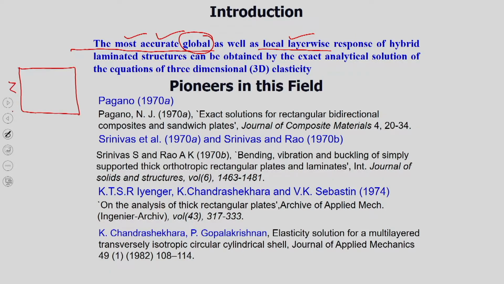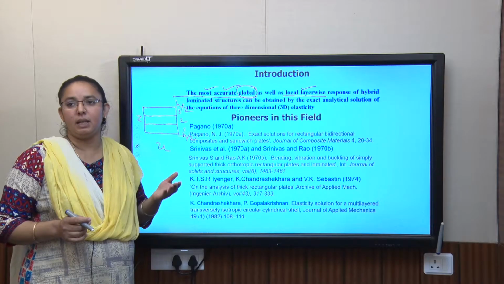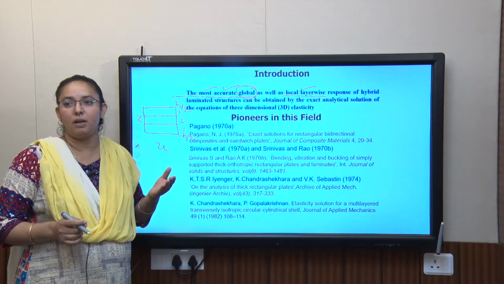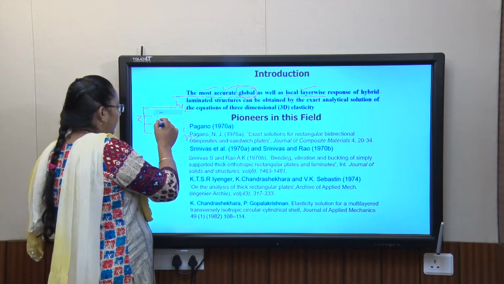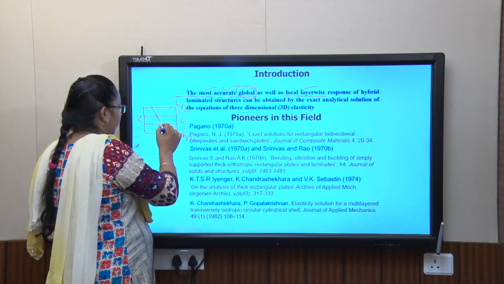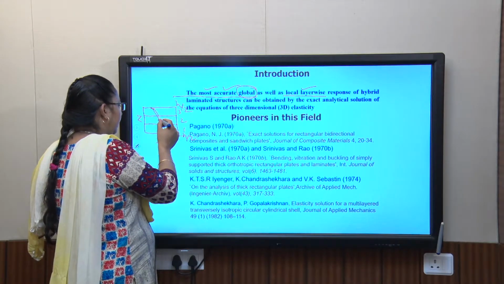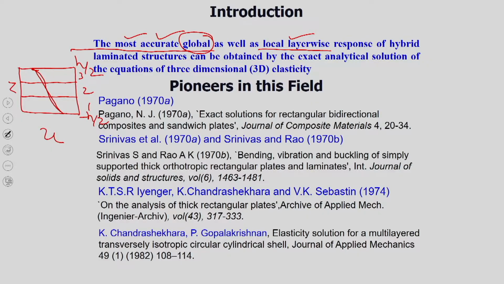this is your z, from minus h by 2 to plus h by 2, and you want to plot some u. There may be some 3-layer kind of thing, layer 1, layer 2, layer 3. If you obtain a solution using a classical plate theory or using a third order theory, you may have a variation like this, a straight line, or if you go slightly further, something like this.